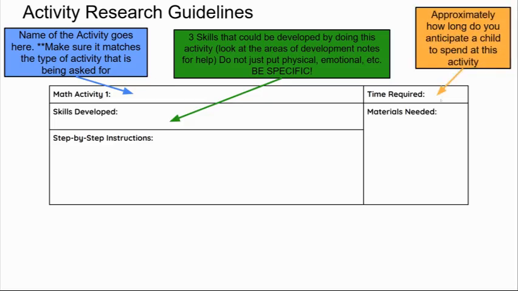Then put the approximate time you anticipate a child to spend at this activity. While self-selected activities are typically about 45 minutes long in an average preschool setting, we want to keep in mind how long we think a specific activity will keep a child engaged. Is it only supposed to keep them engaged for approximately 5 minutes? Is the goal to keep them engaged for 10 minutes? What is the expected time requirement for this particular activity?